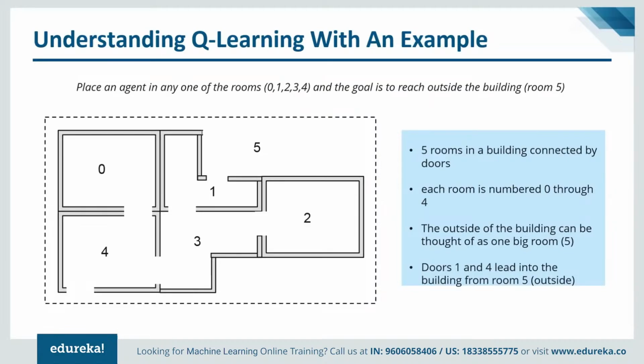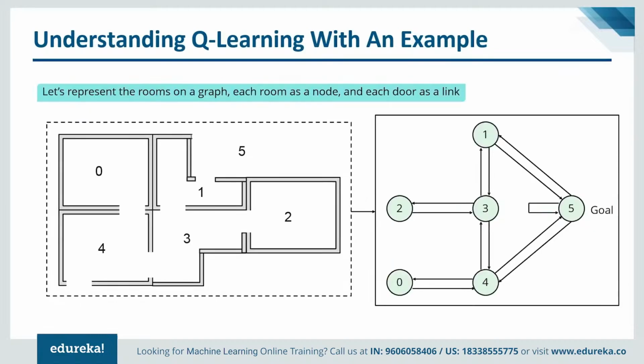To set this room as a goal, we'll associate a reward value to each door. Don't worry, I'll explain what I'm saying. If you represent these rooms in a graph, this is how the graph is going to look. For example, from 2 you can go to 3, then 3 to 1, 1 to 5, which will lead us to our goal. These arrows represent the link between the doors. This is quite understandable.